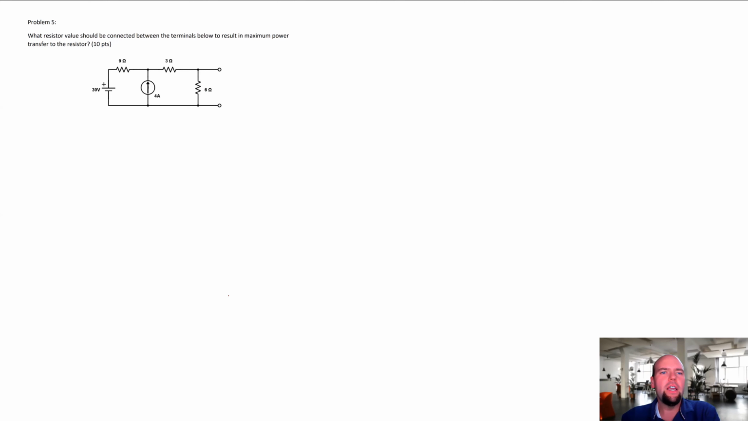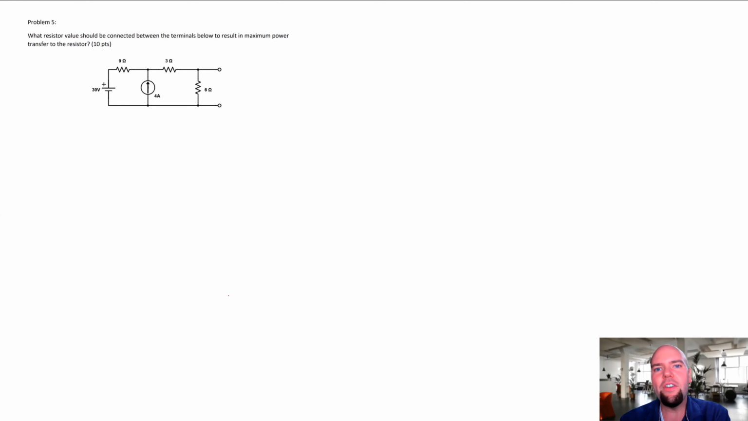Okay, all right, this is new for me. It's been 4 years since I've seen these things. Some of the notorious ones I remember, but I don't remember this one. What resistor value should be connected between the terminals below to result in maximum power transfer to the resistor? The load resistor you connect to a circuit to achieve maximum power transfer is a resistor equivalent to the Thevenin equivalent resistance, which is the same as the Norton equivalent resistance.